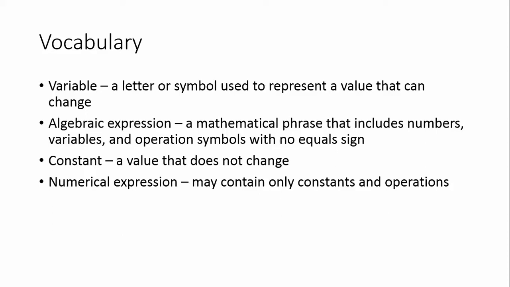An algebraic expression is a mathematical phrase that includes numbers, variables, and operation symbols, but no equals sign. A constant is a value that does not change. And a numerical expression is an expression that only contains constants and operations. So the difference between an algebraic expression and a numerical expression is what? An algebraic expression contains variables, so letters, whereas a numerical expression does not.